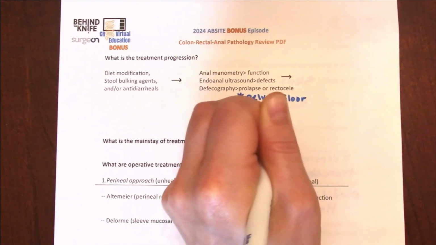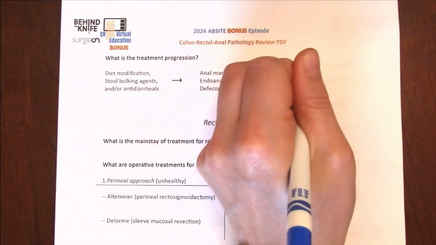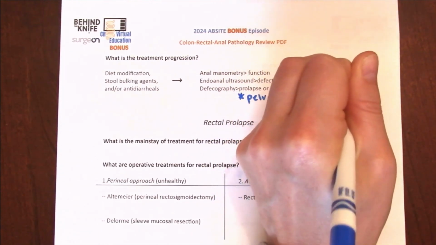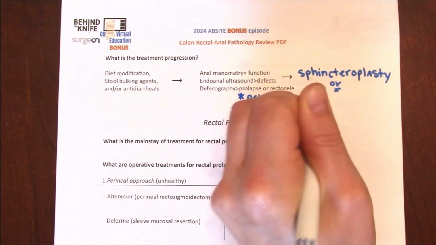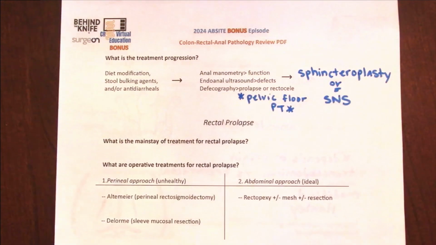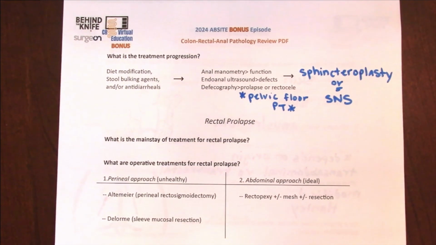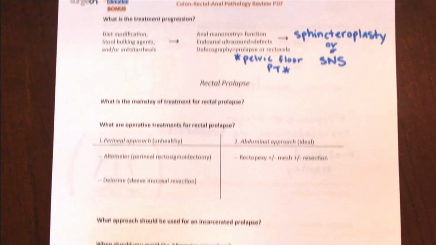But again, if all these interventions that are relatively low risk don't improve the patient's symptoms, then they would most likely have to move to either a sphincteroplasty or a sacral nerve stimulator. All right. And sacral nerve stimulator would be for a functional problem, meanwhile, a sphincteroplasty would help more for a defect that you see on the ultrasound.